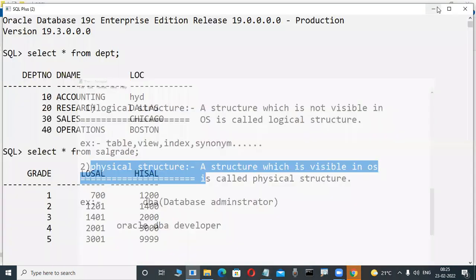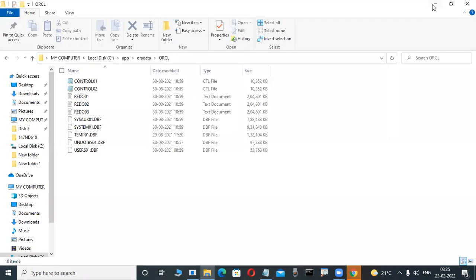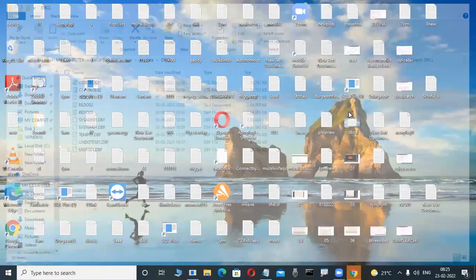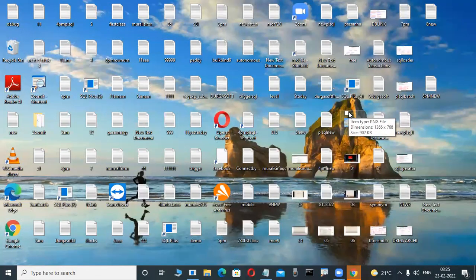Suppose whenever I'm installing Oracle software, SQL Server software, DB2 software, some physical files are automatically created. Same like when you are installing PowerPoint, MS Access, or an Excel sheet, all these software installations also create some files physically. That is called physical structure.